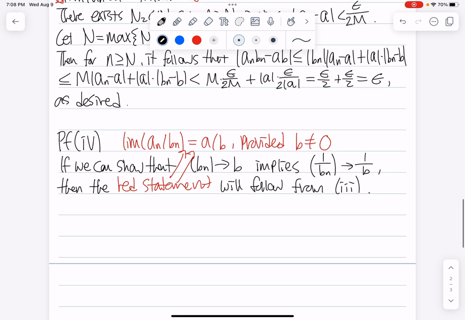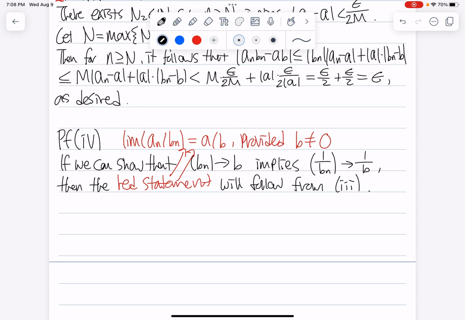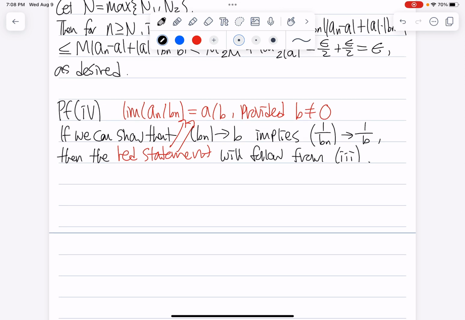If we can just show that the sequence bn converging to b implies the sequence 1 over bn converging to 1 over b, then the red statement will follow from 3. So let's show that the sequence 1 over bn actually converges to 1 over b. Let epsilon greater than 0 be arbitrary.